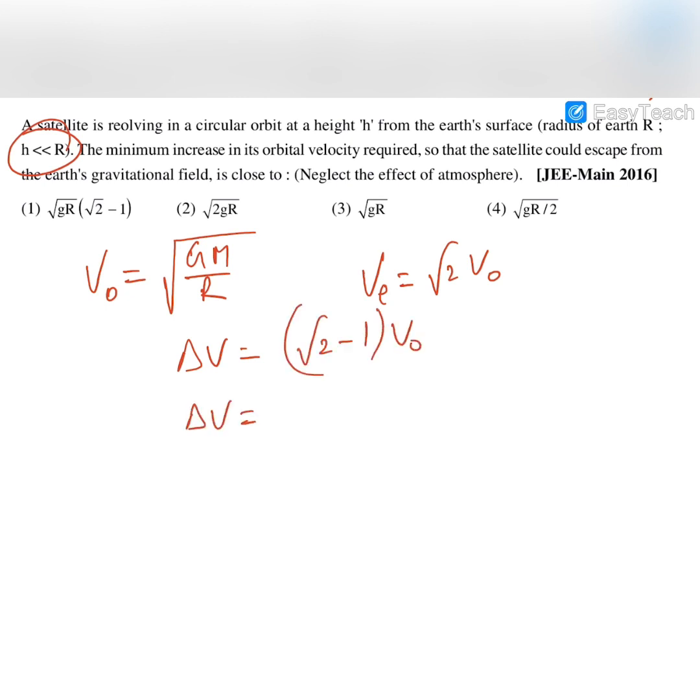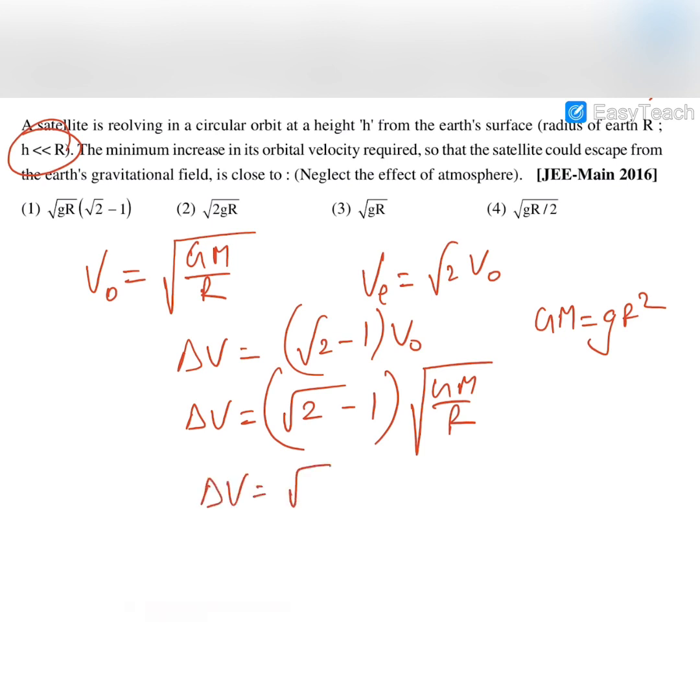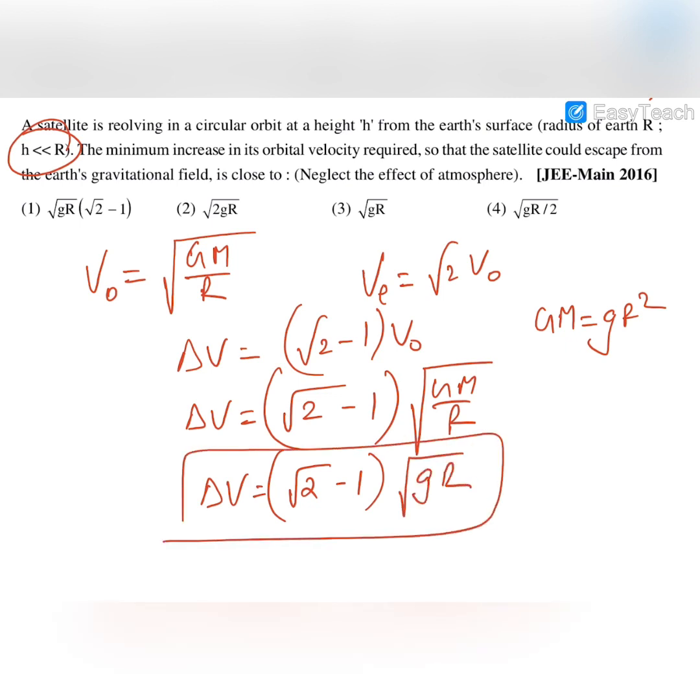So delta V will be equal to (root 2 minus 1) into V0, which is under root of G m by r, and G m is equal to g r square. So delta V will be equal to (root 2 minus 1) into under root of g r. So the minimum increase in velocity so that it may escape from the orbit will be under root g r into (root 2 minus 1). Option A. Now we move on to the next question.